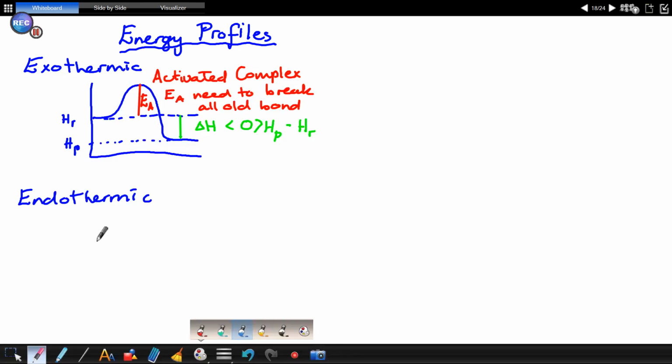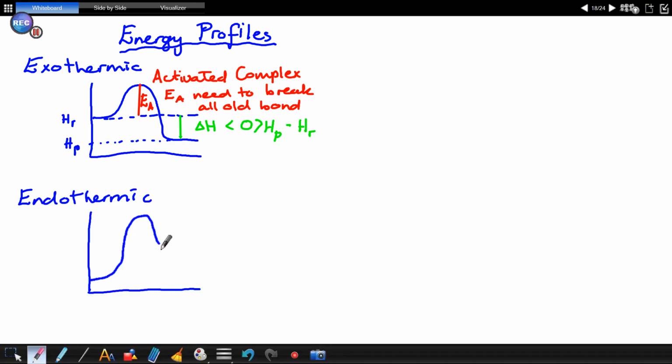Okay, and then just the opposite for the endothermic energy profile. You start down with low energy and all the old bonds need to be broken, and the new bonds have a higher enthalpy than the old bonds. So that will be the enthalpy of the products.